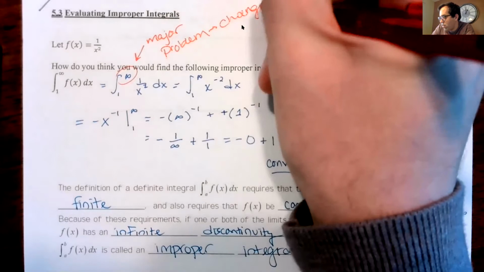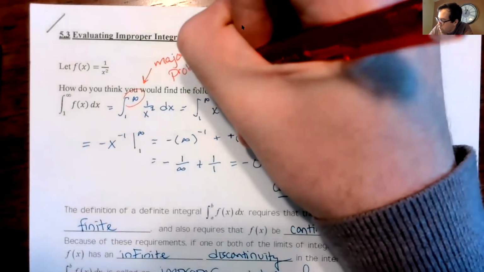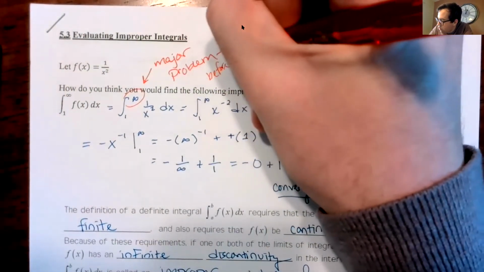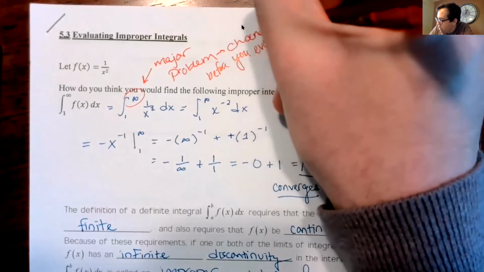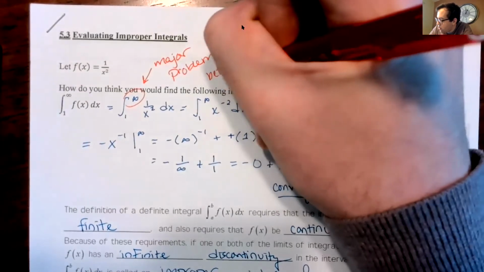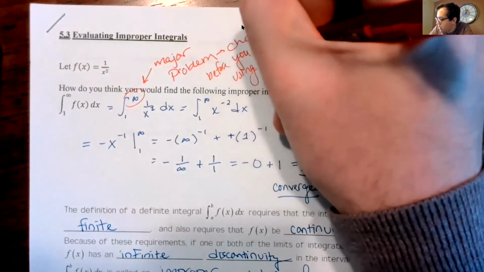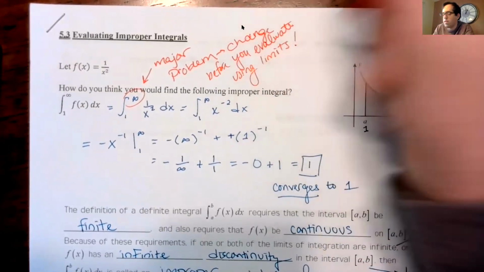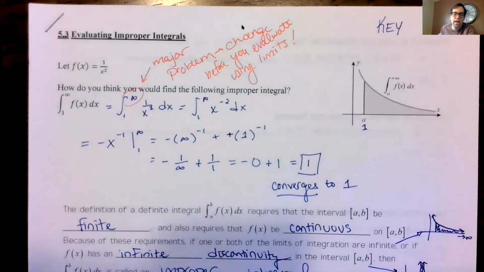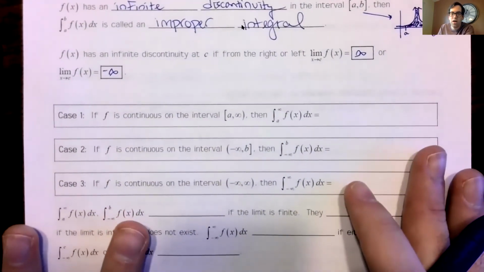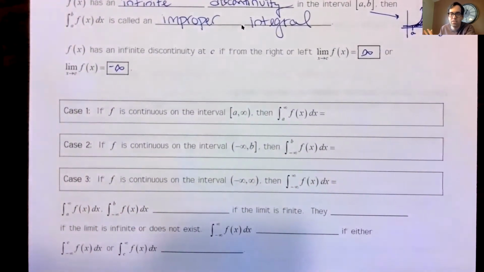So I'm going to write up here, major problem: change before you evaluate using limits. And that's what we're going to do starting down here. So these three cases are going to tell us how we have to change the way that we write this so that we can actually solve without kind of breaking the rules of integration.